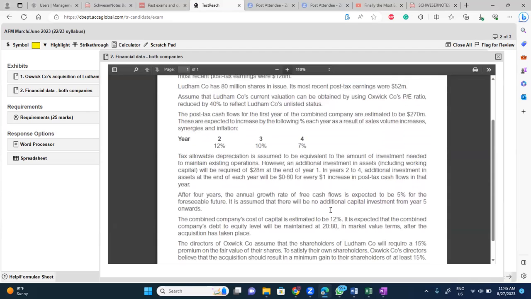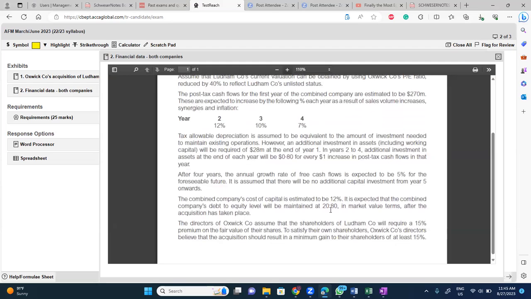These are estimated to increase by the following percentages. Tax allowable depreciation is due to be equivalent to the amount of investment needed to maintain current operations. However, an additional investment is required of 28 million in year one. In years 2 to 4, it is $0.8 for every $1 rise in post-tax cash flows.